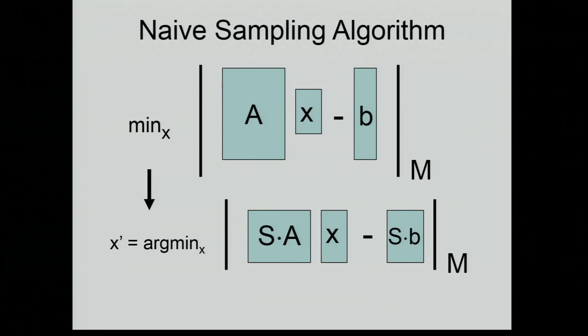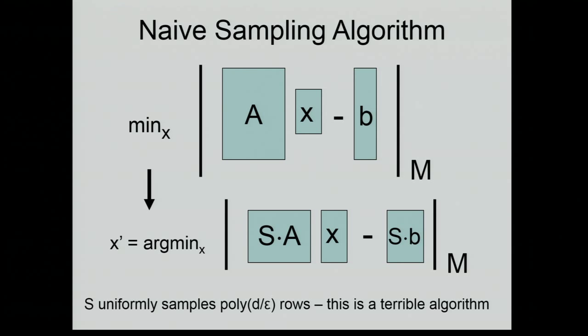One thing I can do is just uniformly sample rows. We can let S be a matrix which implements this uniform sampling of rows. It's a diagonal matrix where I have either 0 or 1 on the diagonal, and I throw away the 0 rows. I just uniformly sample a small number of rows, say something that is polynomial in d over epsilon, the small dimension d. It doesn't depend on the large dimension n. And I just solve for the optimal solution in this much smaller space. It's a d-dimensional vector, and I just plug it into my original problem, and I hope I get a good solution.